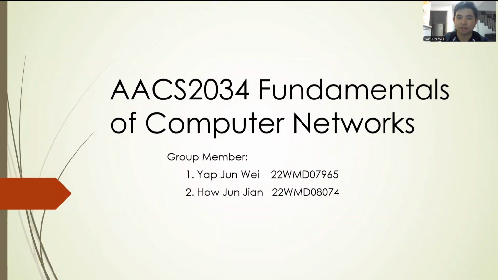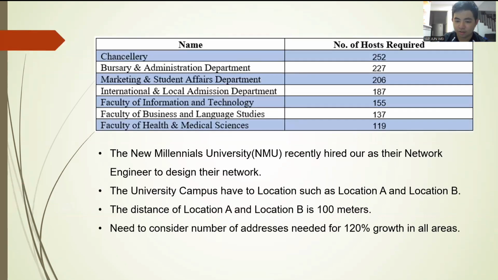Today I would like to present my assignment named AACS2034 Fundamentals of Computer Networks. As the assignment question lists, the MNU University has hired us as their network engineers to design their network. You need to have two locations, location A and location B, and the distance of each is 100 meters. You also need to consider the number of addresses needed for 120% growth in all areas.